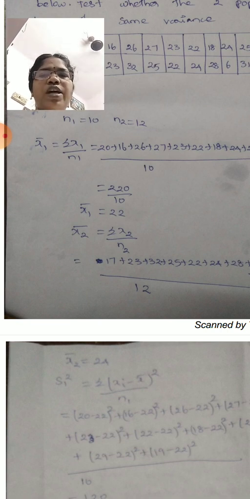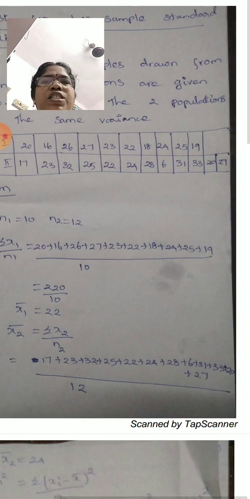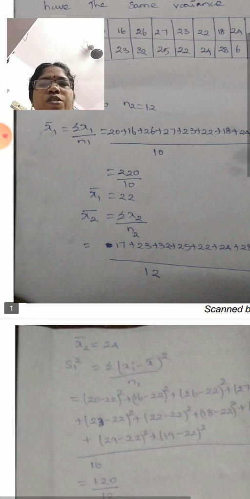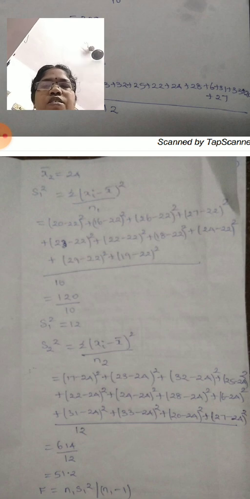Here the formula for x2 bar is summation x2 by n2. Summation x2 is 17 plus 23 plus 32 plus 25 plus 22 plus 24 plus 28 plus 6 plus 31 plus 33 plus 20 plus 27, divided by n2, which is 12. Therefore we simplify this, and x2 bar equal to 24.